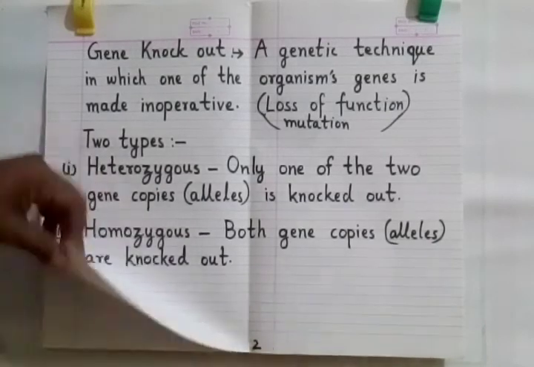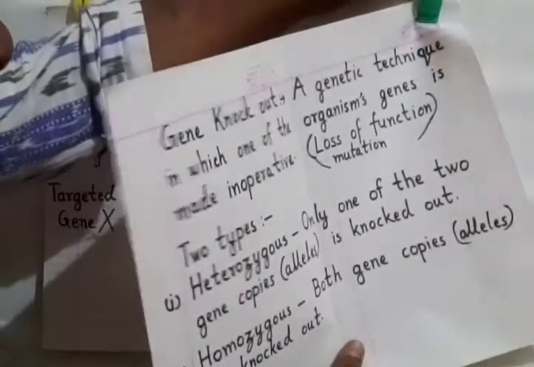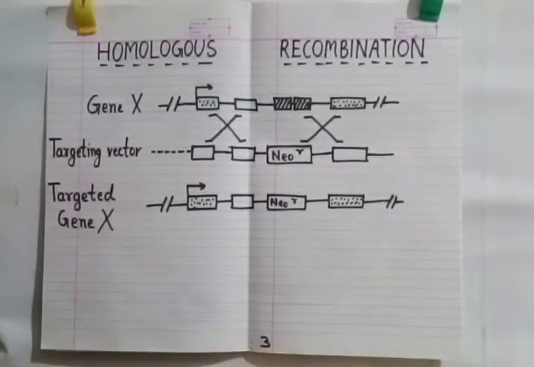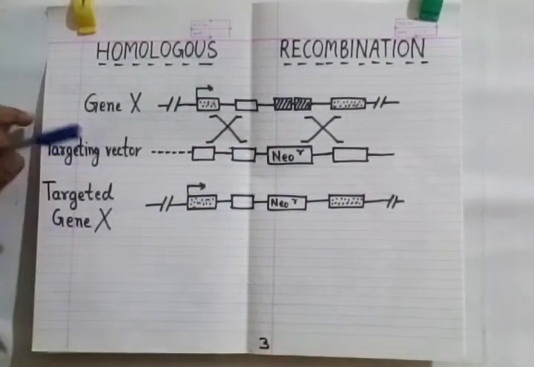Now coming to the main portion of this process, which is homologous recombination. Now this diagram is to explain how homologous recombination helps in gene knockout. And this diagram you see carefully.